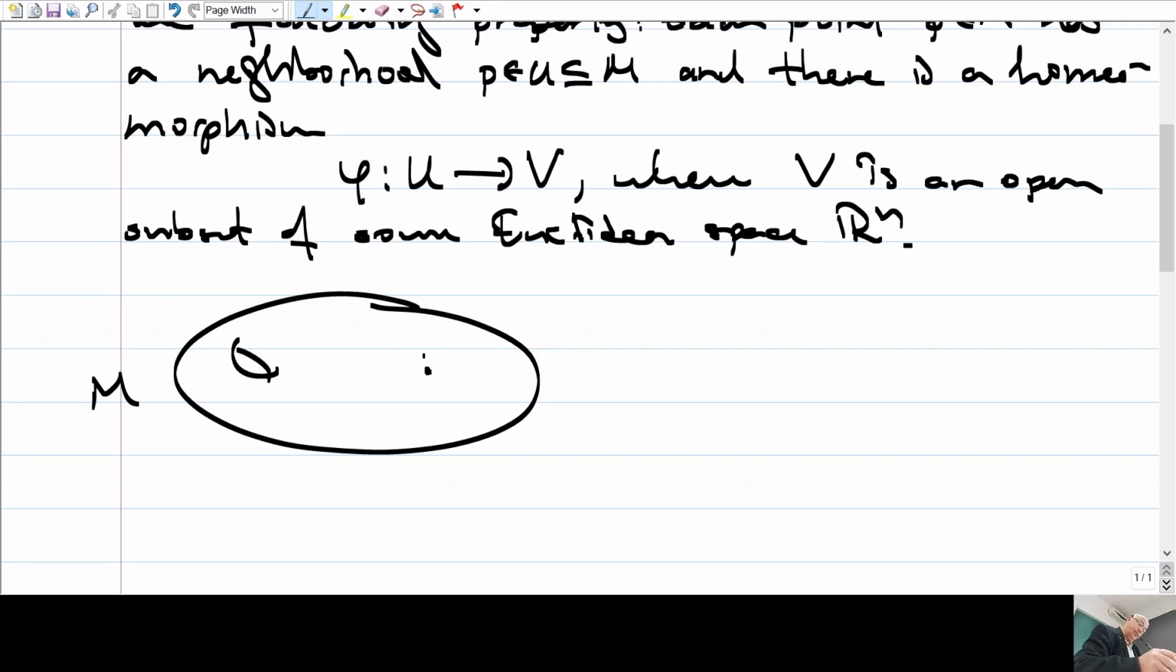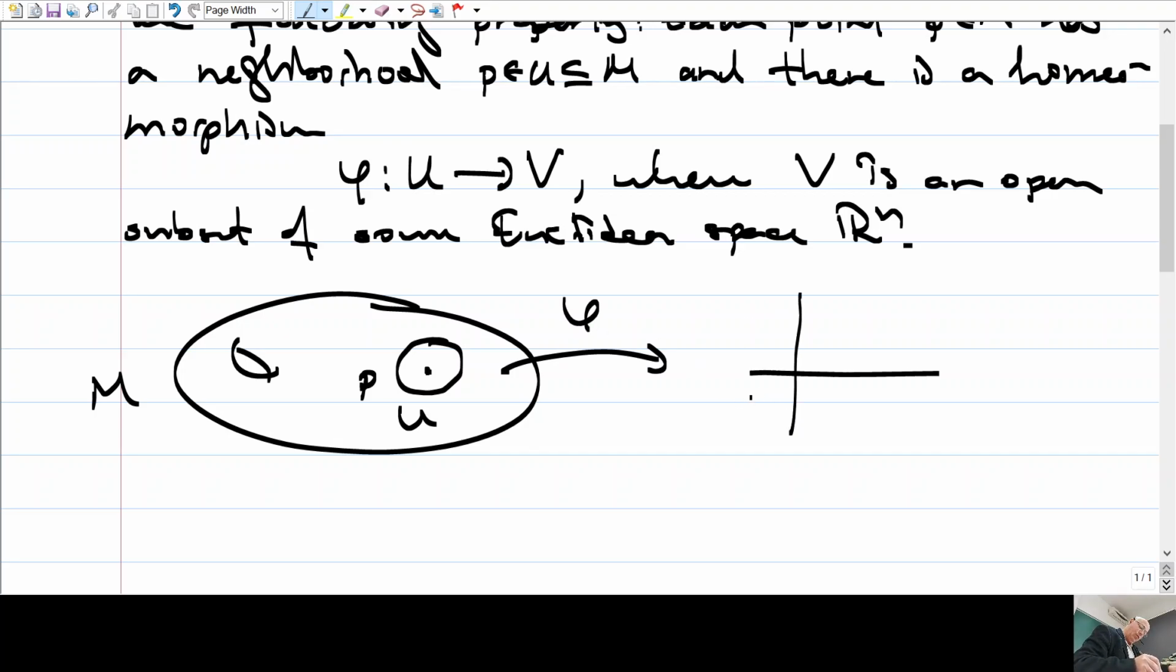Kusura bakmayın. So for each point P there is some open set U here and the homeomorphism onto an open subset in some Euclidean space Rn. Rn has the standard topology, and M has its given topology, whatever that is. And for each point, we should have such a homeomorphism. This means that a manifold locally looks like Rn, right? Because whenever you pick a point, it has a neighborhood, and that neighborhood is an open subset of Rn. So when you look around, you see just a copy of Rn. Okay.